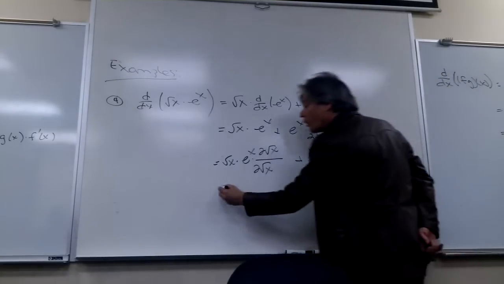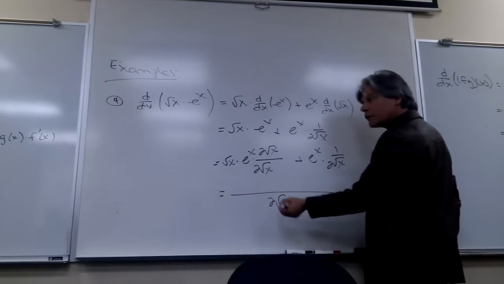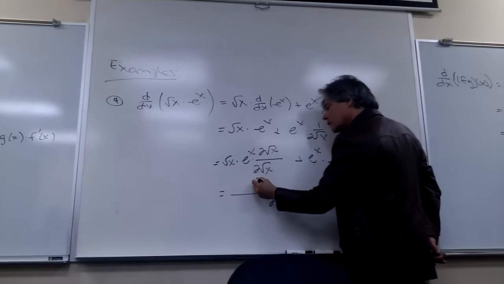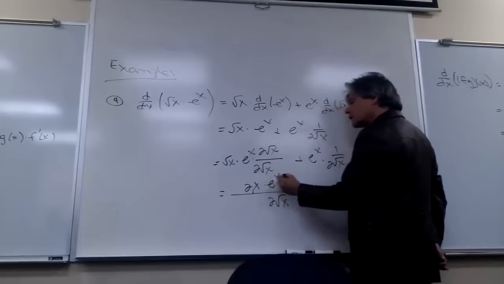Now I can rewrite all this garbage as a single fraction all over 2 root x. What's left over is, let's see, x times, I misspoke. Root x times root x is? X. Oh, I lost a factor of 2, and I lost a factor of e to the x.